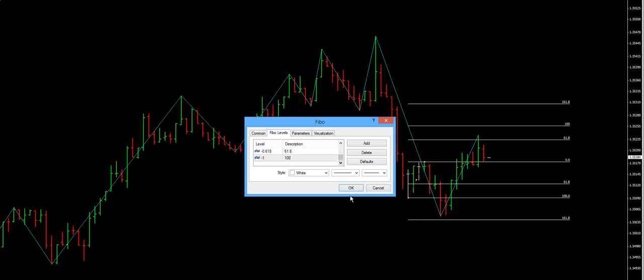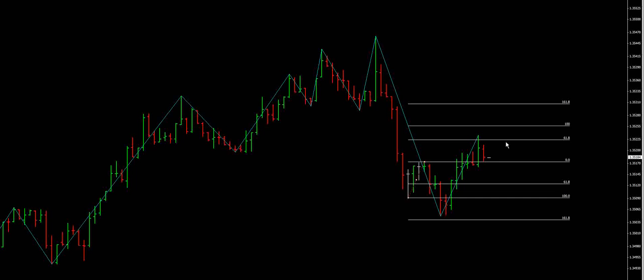Practice drawing them, have fun, see how price reacts to the levels. And next week we'll go into how price actually does work with these levels and what like the 61.8 means and everything else.